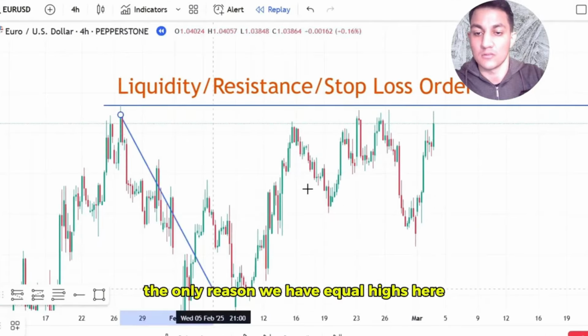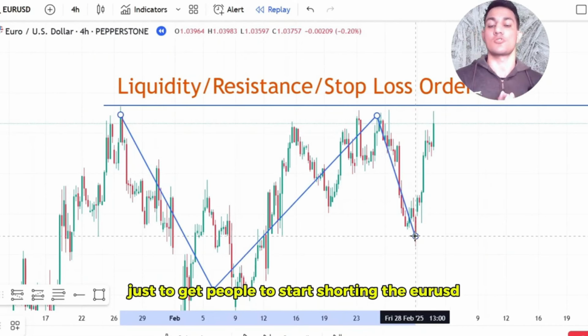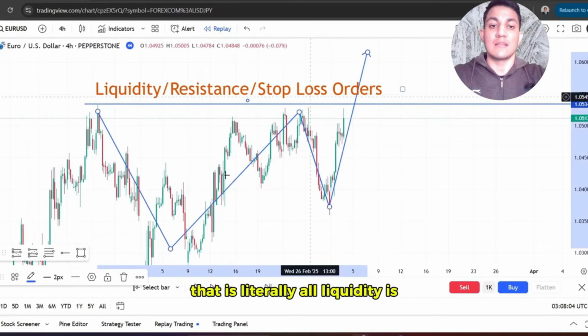The only reason we have equal highs here is just to generate liquidity, just to get people to start shorting the euro dollar so we can smash right through it. That's the only reason these highs are impactful, right? So that is what liquidity is. That is literally all liquidity is.